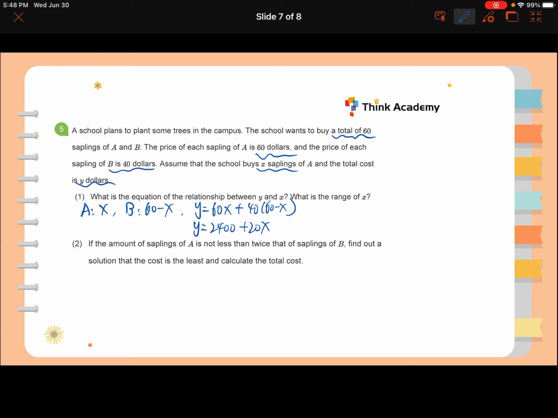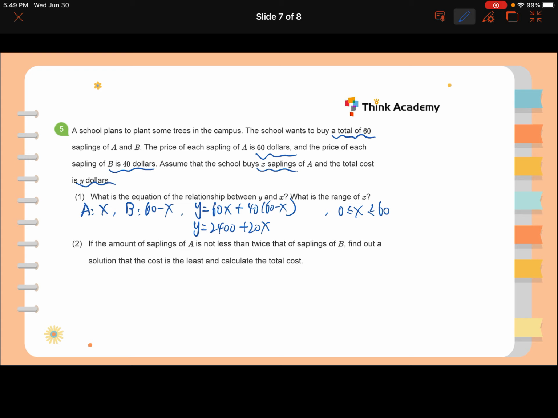Now what's the range of X? We know X has to be greater than or equal to 0 because X is a number of saplings. We cannot have a negative number of saplings, right? But then what's the upper limit? X shouldn't be greater than 60 because 60 is the total number of saplings. So we cannot have more than 60 saplings of A. So that's the range of X.